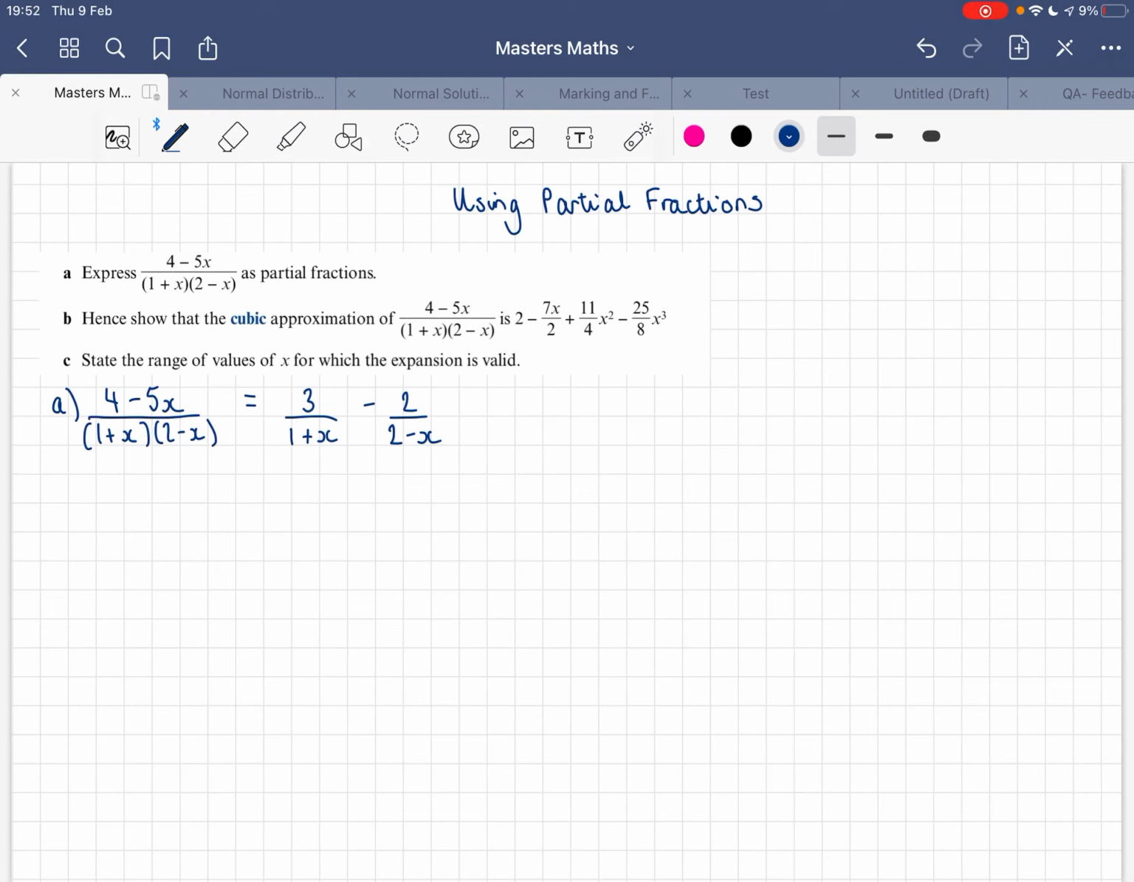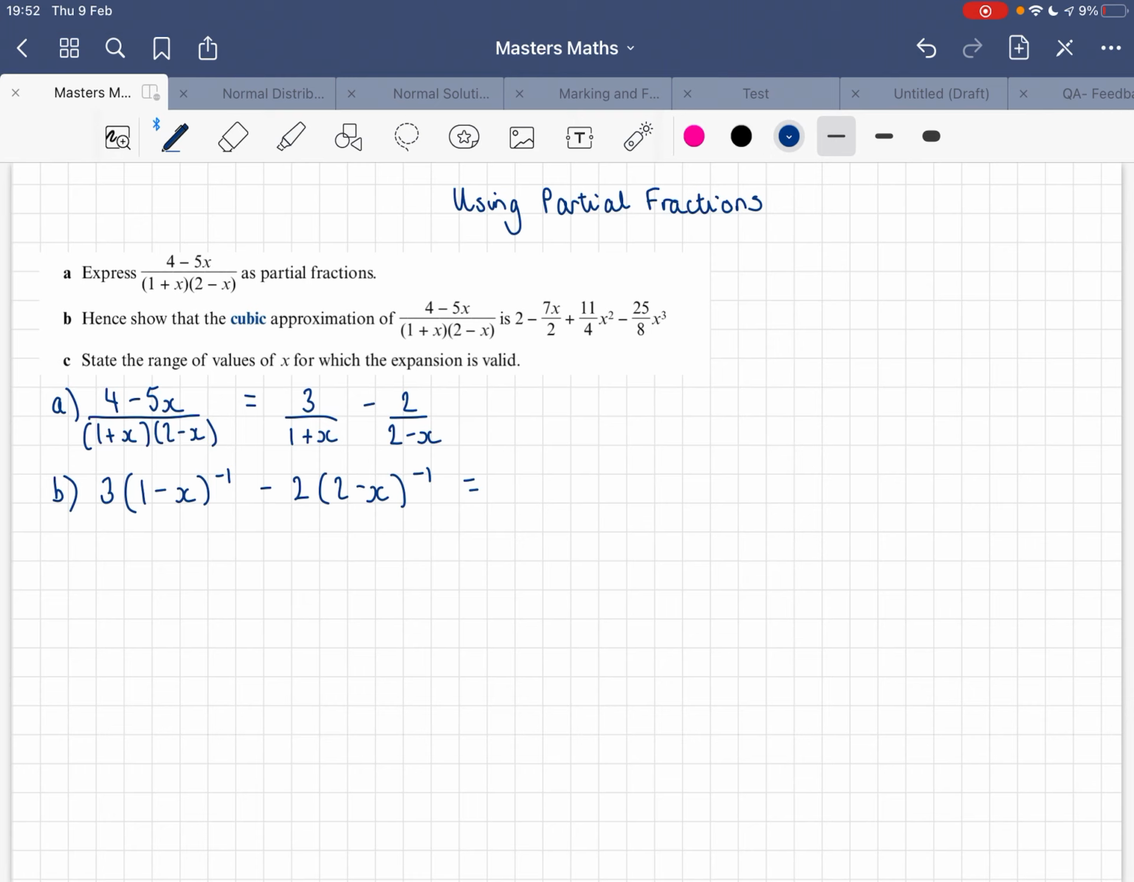So part A, the partial fractions, I've just done for you because hopefully we know how to do the partial fractions. And then we take each fraction and rewrite it as a negative power. So 3 over 1 plus x becomes 3 lots of 1 plus x to the power of minus 1. And then we're subtracting 2 lots of 2 minus x to the power of minus 1.